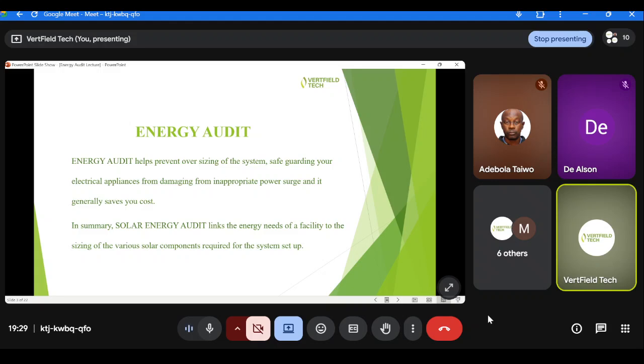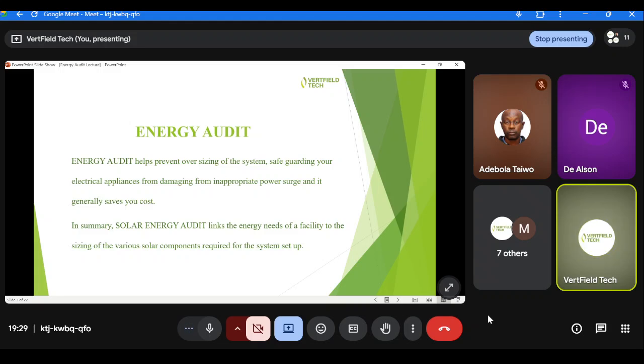No. That is where the problem comes in, because as professionals, we were supposed to first carry out a holistic energy audit on that facility, by first getting the complete information of what Mr. Taiwo intends to power up. That is one. And also trying to know the energy being consumed by all of those things, and then we match it up with the sizes of the various solar components.